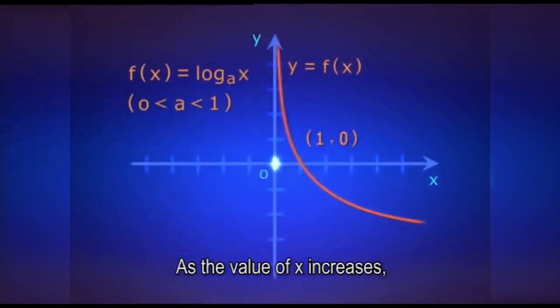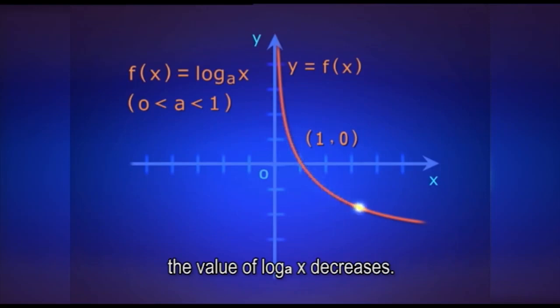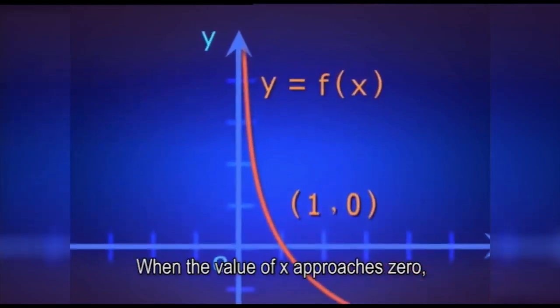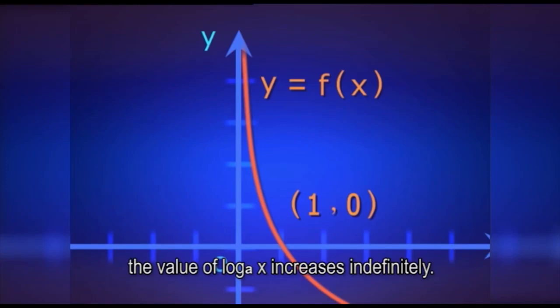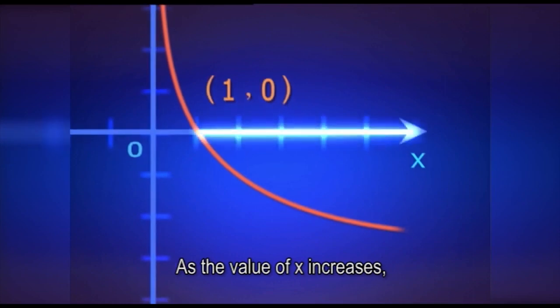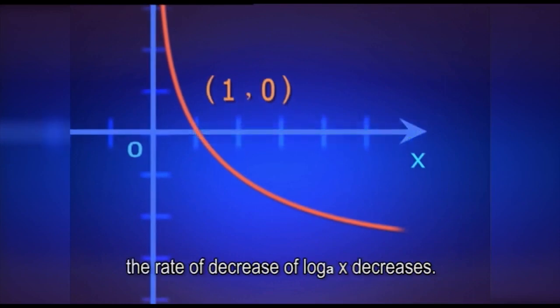As the value of x increases, the value of logarithm of x to the base a decreases. When the value of x approaches 0, the value of logarithm of x to the base a increases indefinitely. As the value of x increases, the rate of decrease of logarithm of x to the base a decreases.